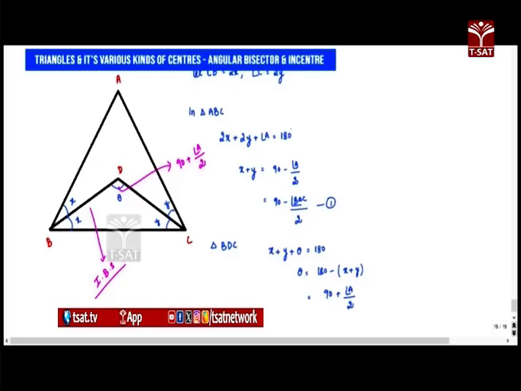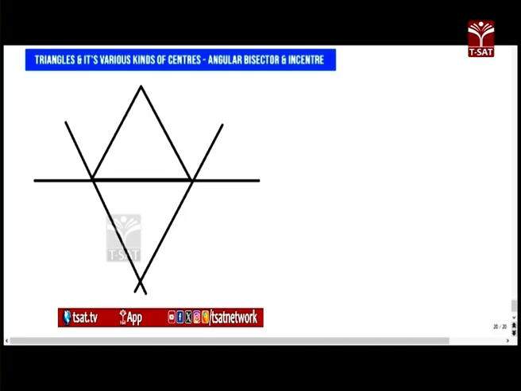Now I will take two external bisectors. Here I am taking two external bisectors, these are external angular bisectors. We have already considered angle B as 2x and angle C as 2y. The remaining angle here is 180 minus 2x. If you divide 180 minus 2x by 2, it becomes 90 minus x. Therefore, this angle is 90 minus x. We know vertically opposite angles are equal, therefore this becomes 90 minus x. This becomes 90 minus y.